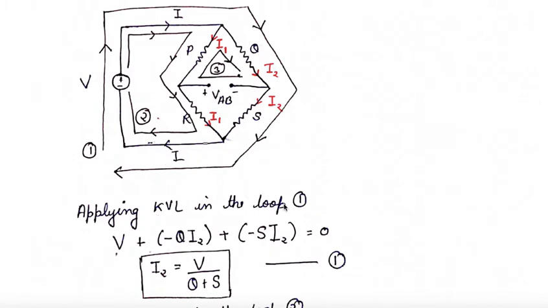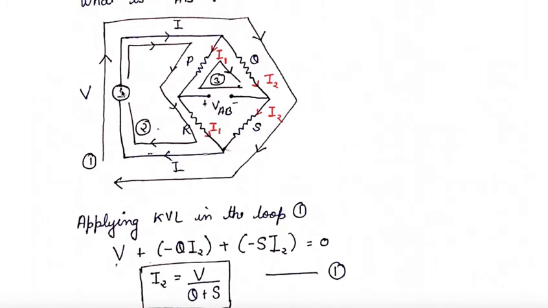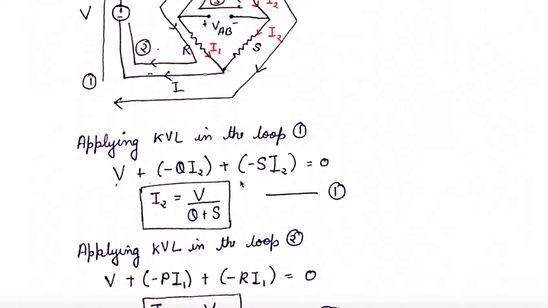Applying KVL in loop 1. So here minus to plus, plus V. Then we are going in the direction of current, so minus QI2 minus SI2 is equal to 0. From here we have got the magnitude of I2 current. I2 equals V by (Q plus S), that will be our first equation.